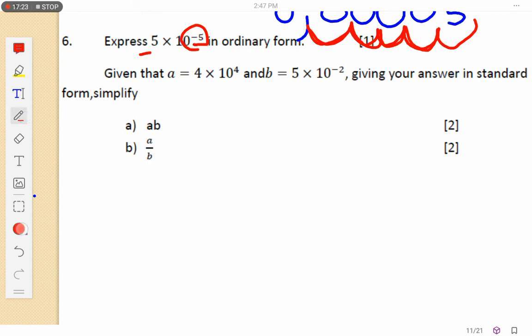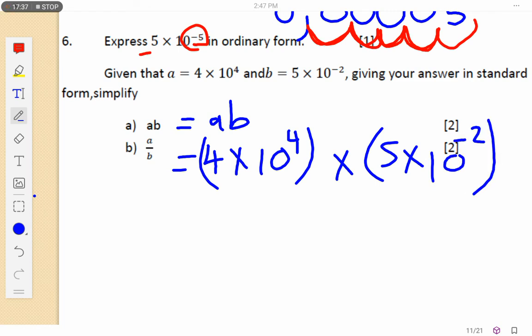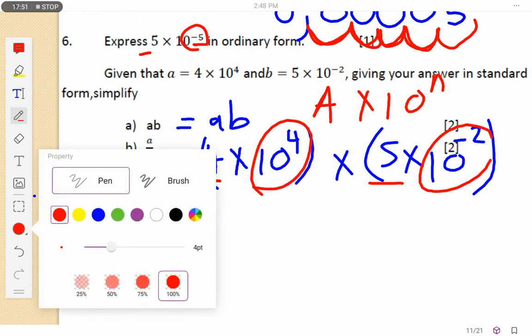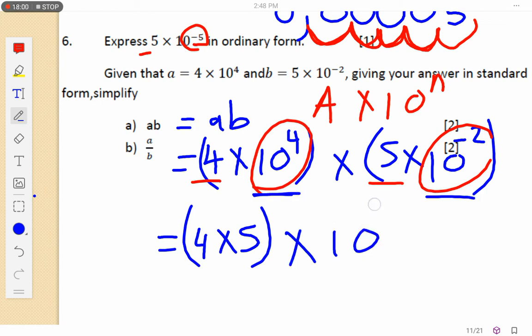Okay, so A times B is equal to 4 times 10 to the power of 4 times 5 times 10 to the power of minus 2. So what do you do when you have such a question? You take these numbers, which are our A's, if we are looking at A times 10 to the power of n in standard form. You take these ones on their own. Let's do that. So I'll have 4 times 5, those are the A's. Then times, I'm taking now these tens: 10 to the power of 4 times 10 to the power of minus 2.